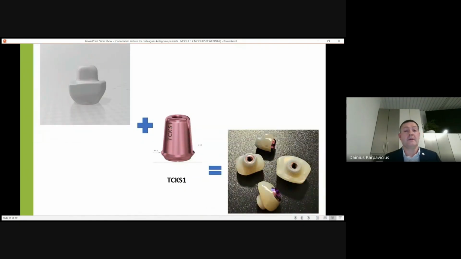And someone might ask, what does it mean, individual gingival formers? We made more or less maybe around 70 or 18 different forms of zirconia shapes.